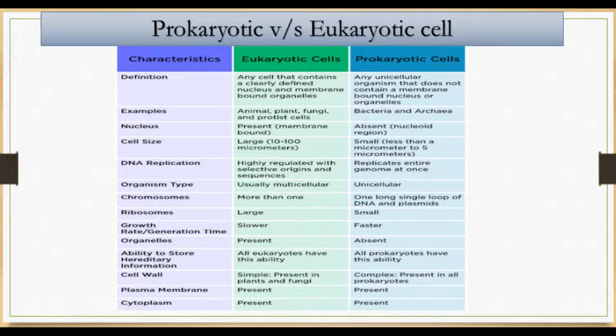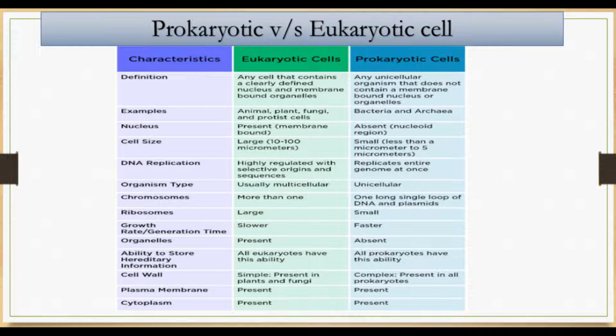That is, we are going to study the complete detail. The prokaryotes are cells which don't have a definite nucleus or definite cell organelles, while eukaryotes have a definite nucleus and definite cell organelles. So that's what it means. Let's now go to the real definition of prokaryotic and eukaryotic cell.